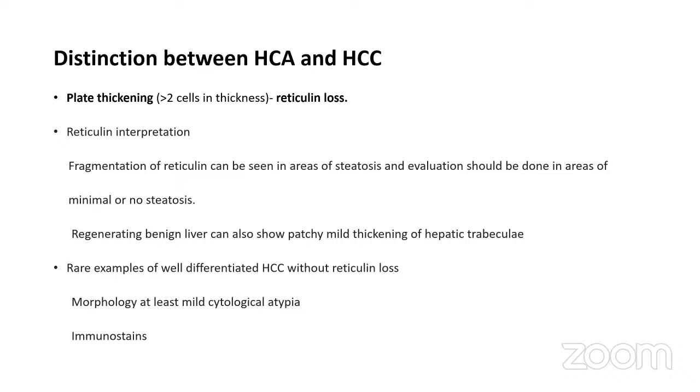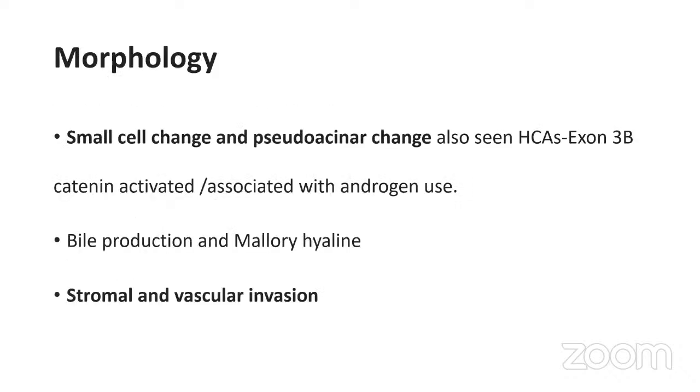So other features you are looking for is at least mild cytologic atypia on the morphology. And then there are immunostains like glypican-3, glutamine synthetase, and HSP70 when used in conjunction can help you with diagnosis. So what are you looking for on morphology in a well-differentiated lesion, which would alert you that this could be a well-differentiated hepatocellular carcinoma?